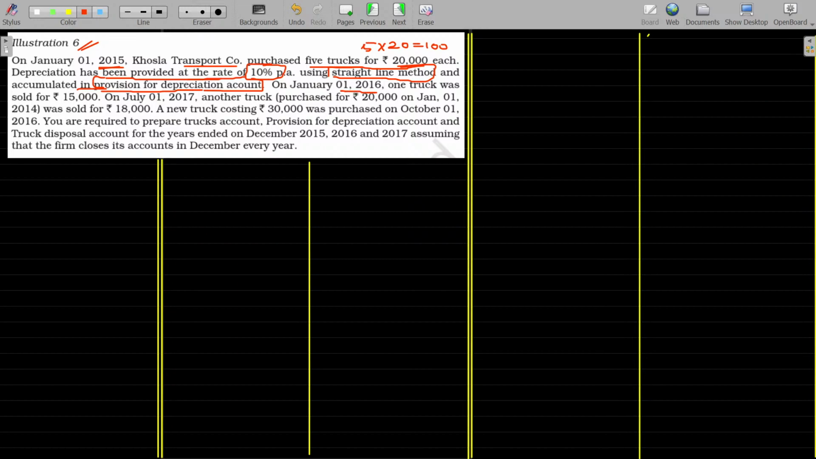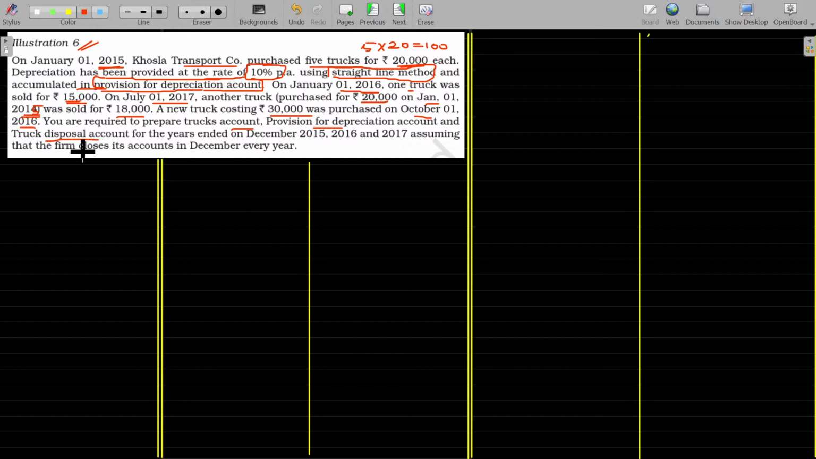On January 1, 2016, sometime later, one truck was sold for rupees 15,000. On July 1, 2017, another truck purchased for rupees 20,000 on January 1, 2014 was sold for 18,000 rupees. Probably January 1, 2015. This may be wrong. A new truck costing 30,000 was purchased on October 1, 2016.